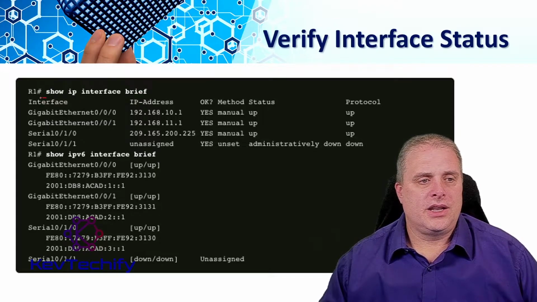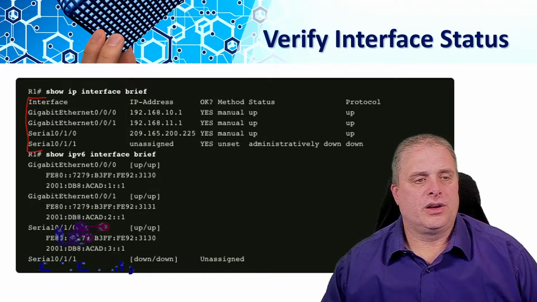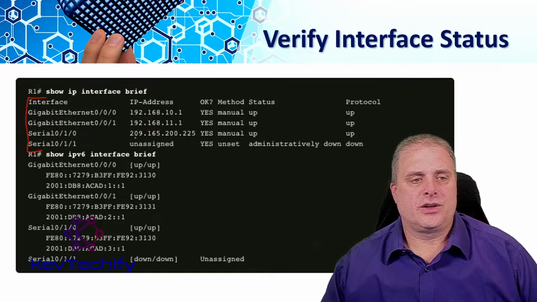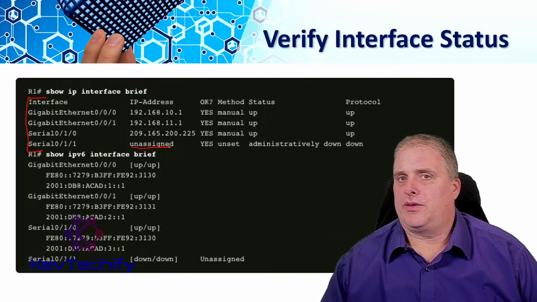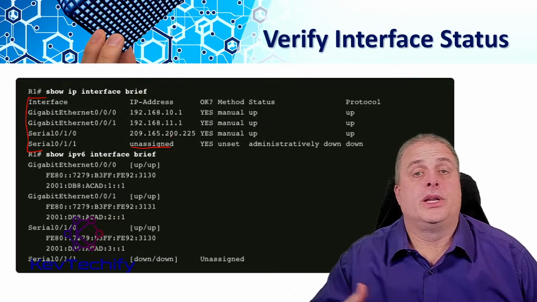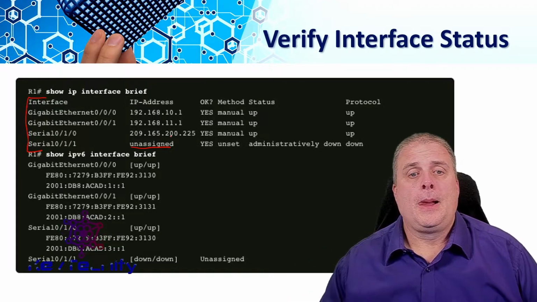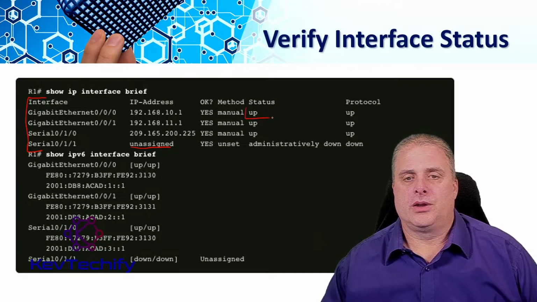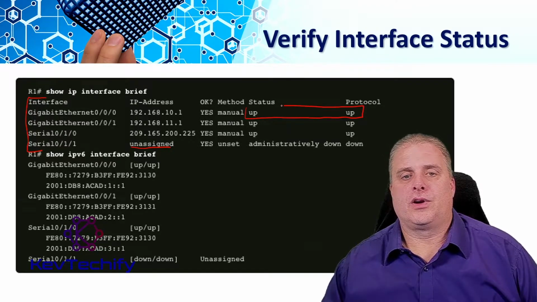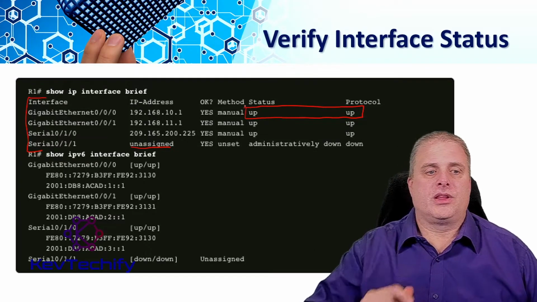When we want to verify our interface status, we can use the show IP interface brief. Here it gives us a nice summary of our interfaces. We can see that we have a couple gigabit Ethernet, we have a couple serials. These are their IP addresses. Serial 0/1/1 is unassigned, meaning we haven't assigned an IP address. We're probably not using it, so that's fine. And then it gives us our status and our protocol. And once again, as an administrator, you are looking for up there. That means you have everything up and running.